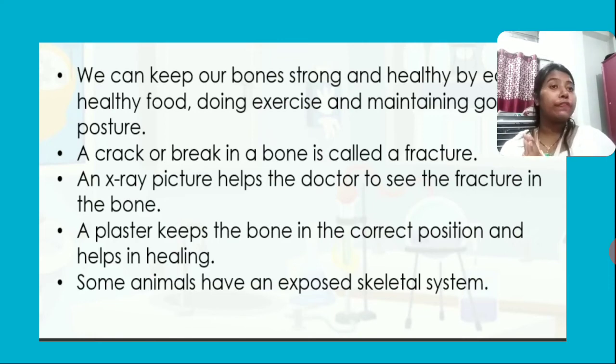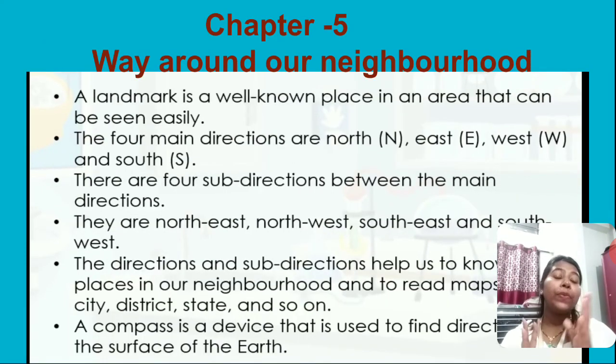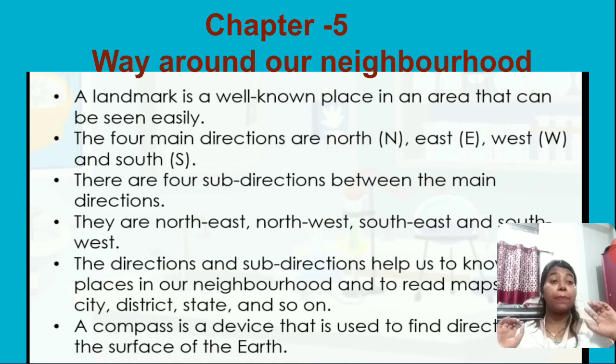Now we will move to the fifth chapter, Way Around Our Neighborhood. Here we have learned about the different directions, the main directions and the sub directions, and how these directions help us to find out the places around our neighborhood. These directions help us to identify our position with respect to the sun.